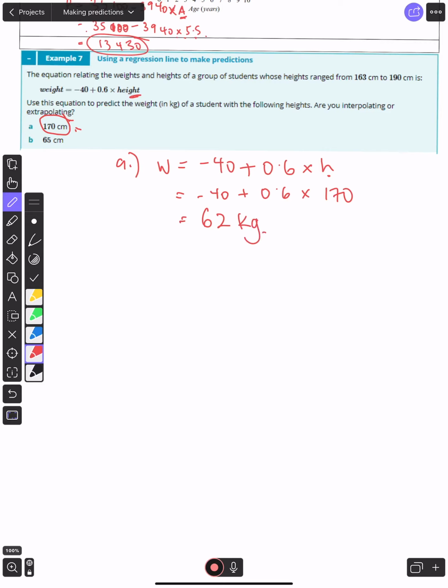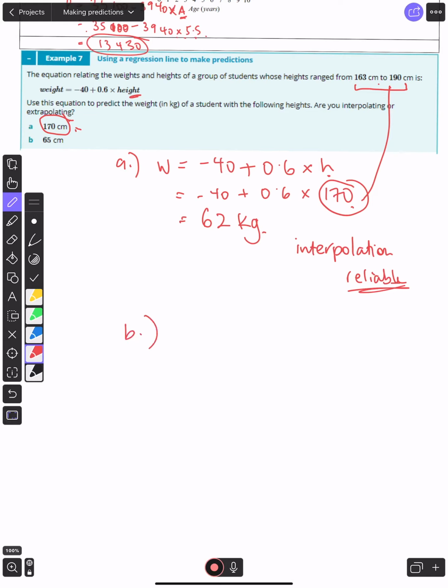Okay, so if I'm making a prediction for 170 and my range of heights is 163 to 190, so anything within that range of the data is interpolation. So 170 is clearly within that, so this is an interpolation. Therefore, it is reliable. Okay, it's a reliable prediction.